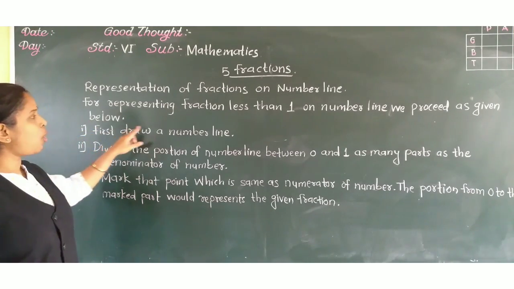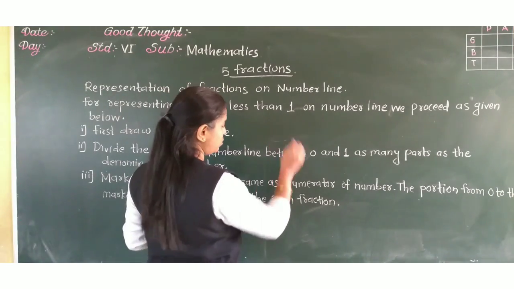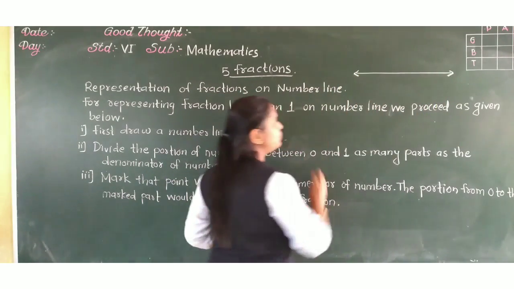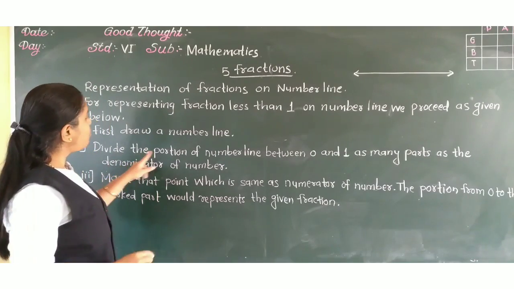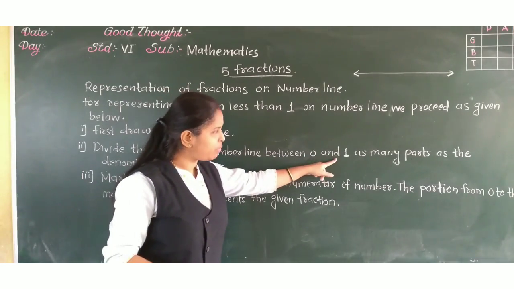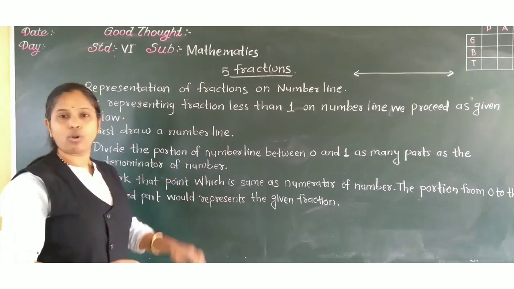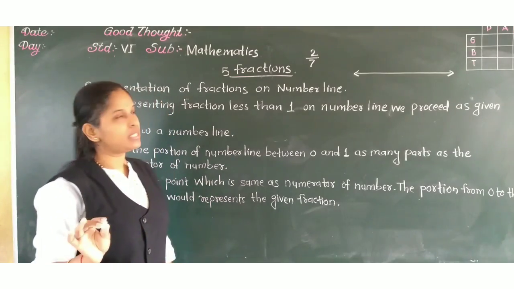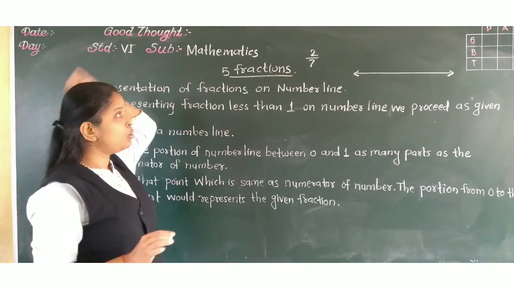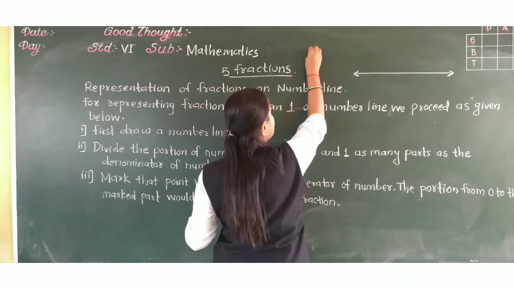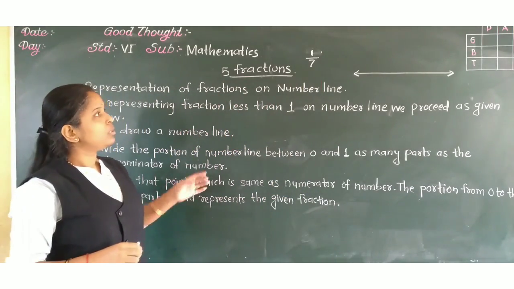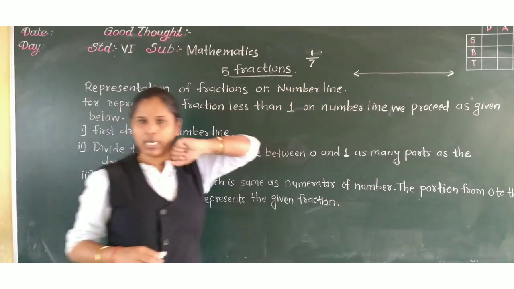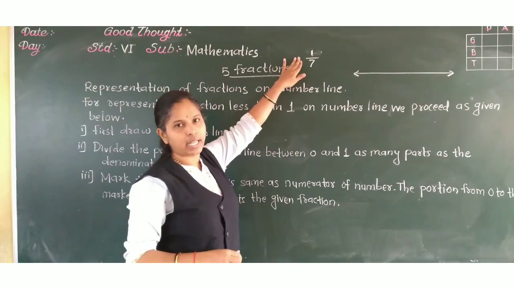First thing, first draw a number line. Okay, now see, we will go according to these steps. First we will draw a number line. Then divide the portion of number line between 0 and 1 into as many parts as the denominator of the number. Suppose take 2 upon 7. Let us take one example, 2 upon 7, or 1 upon 7. Now, this fraction I want to show on the number line. Correct? Now, this fraction is less than 1.